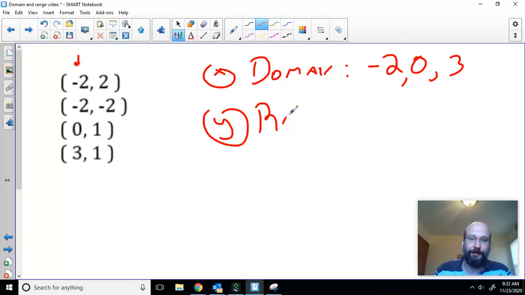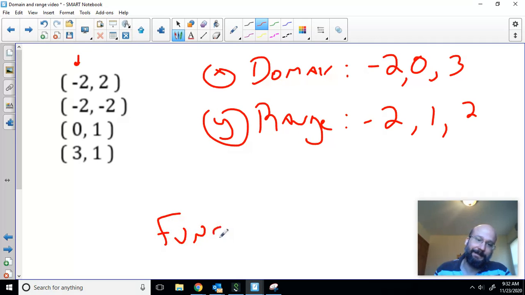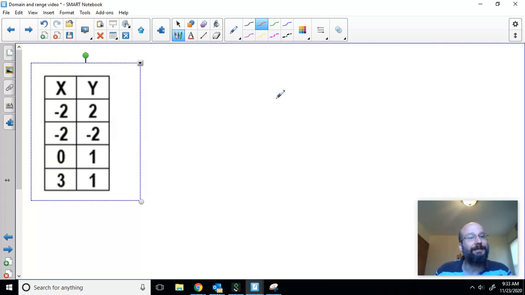Your range is going to be -2, 1, and 2. And if I'm looking at this and I want to know if it's a function or not, I look at my x values. If they're all different, it's a function. But if they repeat, like this one repeats, it's not a function. No, not a function.